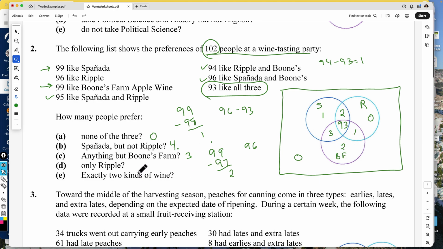How many people like only Ripple? Got it. See how it's right there for us. Only Ripple? Nope. Nobody only likes Ripple. The Ripple people also like something else.